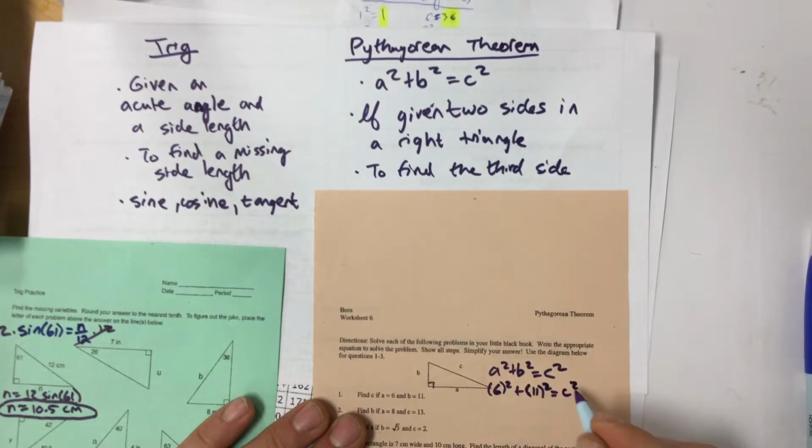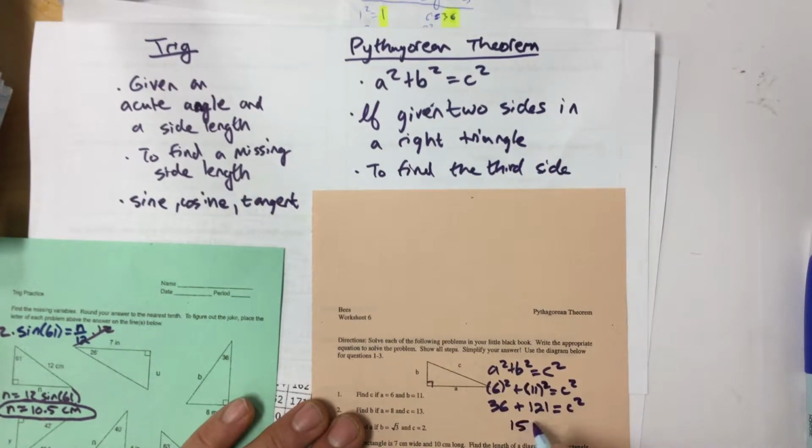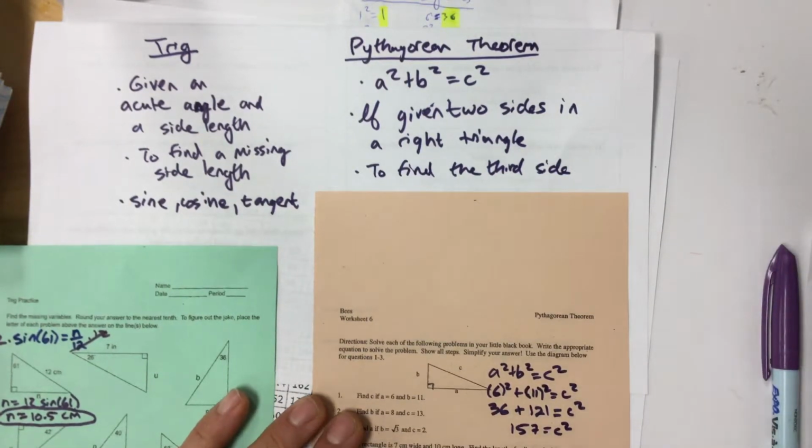Okay, equals C squared, 6 squared, 36, 11 squared, 121, equals C squared. 36 plus 121 is 157, equals C squared. And then, how do I get C alone? Again, that's our goal, to solve for C.